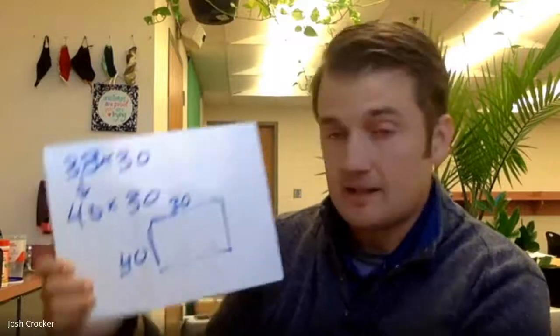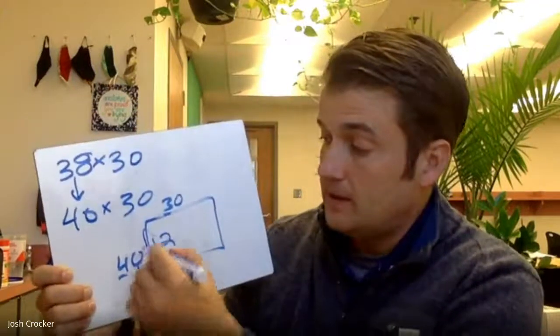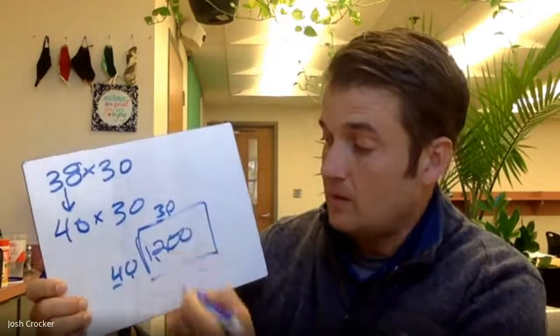The basic fact here is 4 times 3, that is 12. And then I have two zeros, 1,200. So in a month's time, at 40 papers a day, Ian will have delivered 1,200 papers. That's a lot. Probably fill up a room.